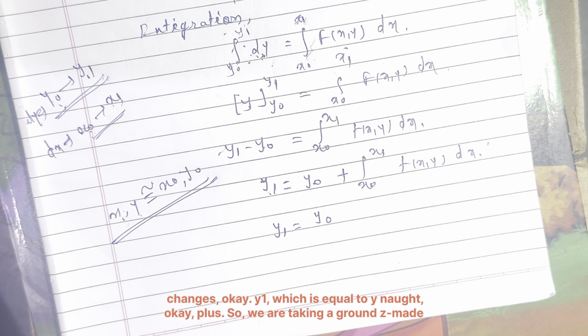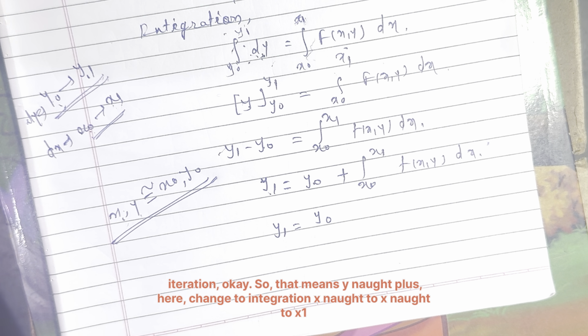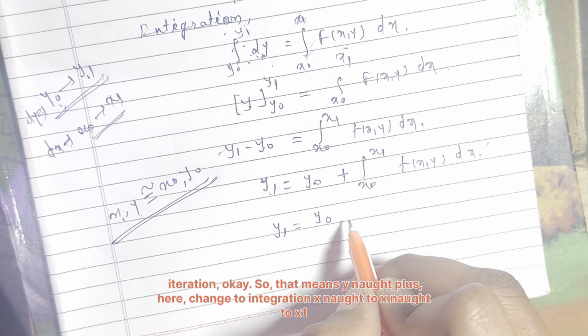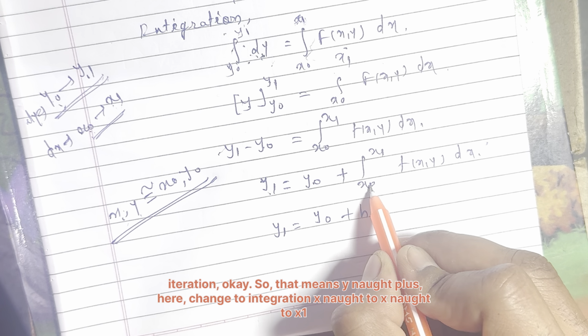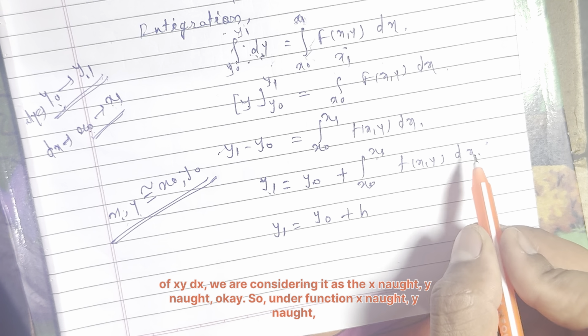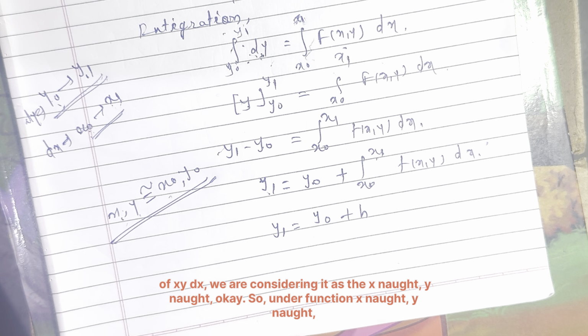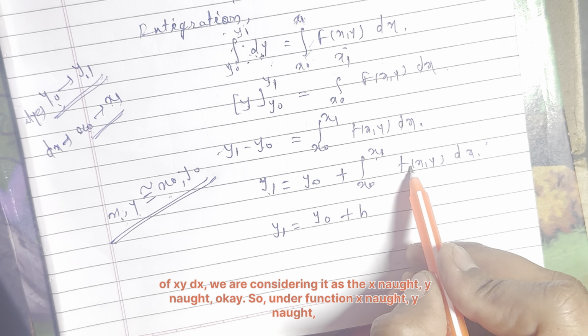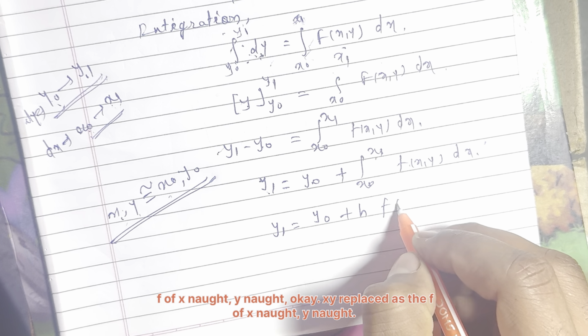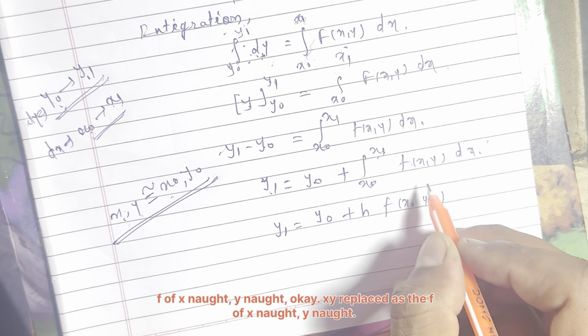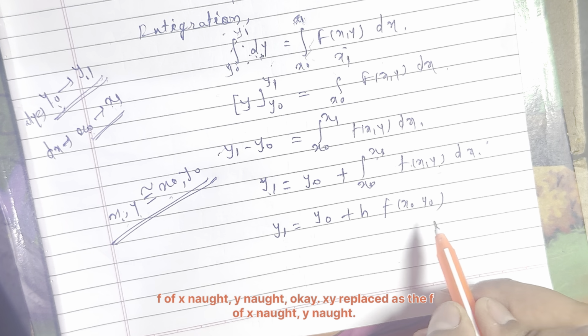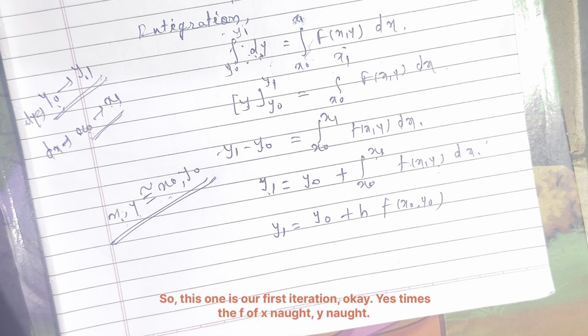So y1 is equal to y0 plus, since we are taking an approximate iteration, y0 plus h into the integral from x0 to x1 of f of xy dx. We are considering it as x0 y0, so under the function, xy is replaced as f of x0 y0. So this one is our first iteration, y1 equals y0 plus h times f of x0 y0.